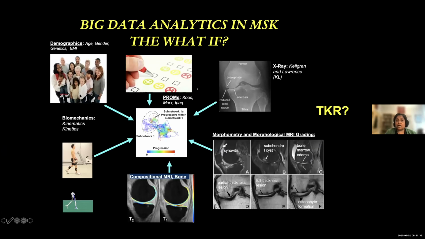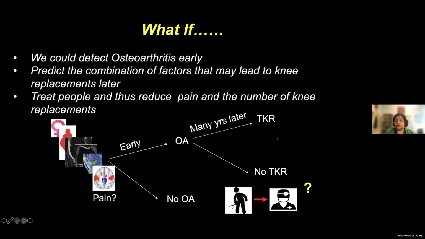What would this look like in musculoskeletal? The what if? What if you had all this data such as age, gender, genetics, body mass index, you had the patient-reported outcomes, biomechanics, composition, all of these, and you could subdivide your patients into various groups as to who would progress and who wouldn't. This is using topological data analysis, but there are multiple ways of doing this, and predict who is likely to have a total knee replacement.